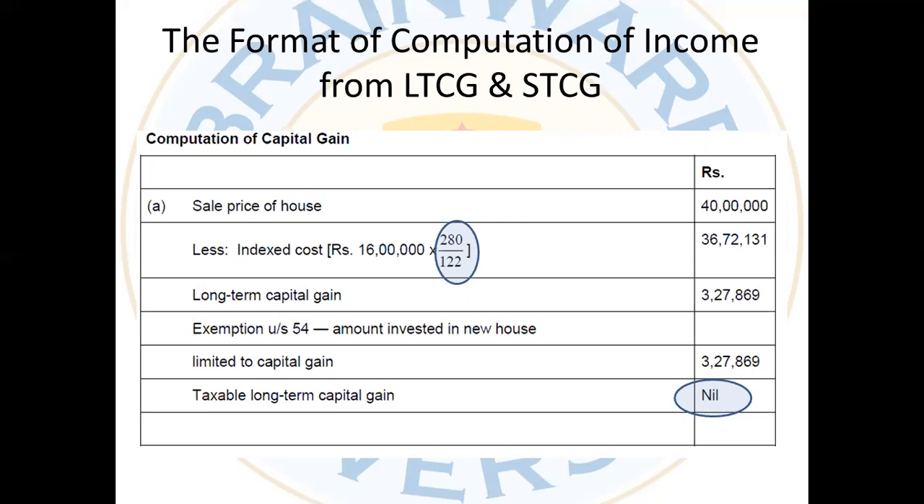So out of these two amounts, this is the minimum amount. So we are deducting the same amount from here. So our taxable long-term capital gain is nil.